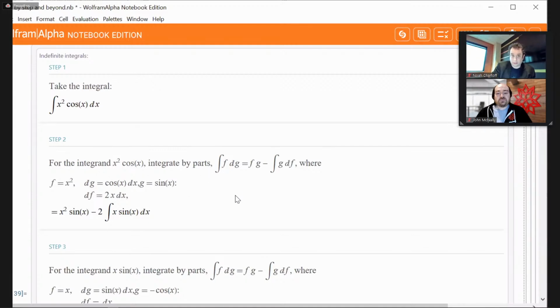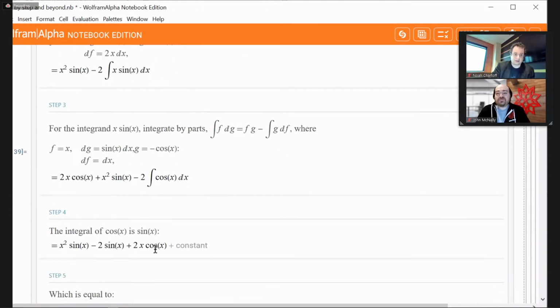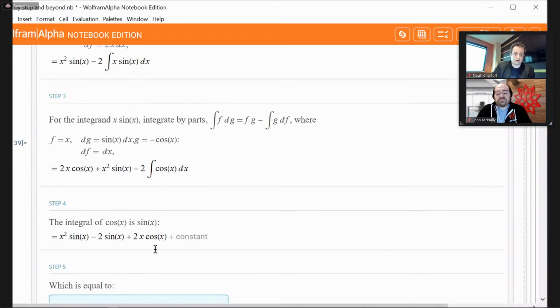In this particular problem, we had to do this more than once. We end up with this almost done answer here, but it's got further integration needed, so it does a different integral by parts with f of x this time, and gets us to exactly the answer that we started out with.